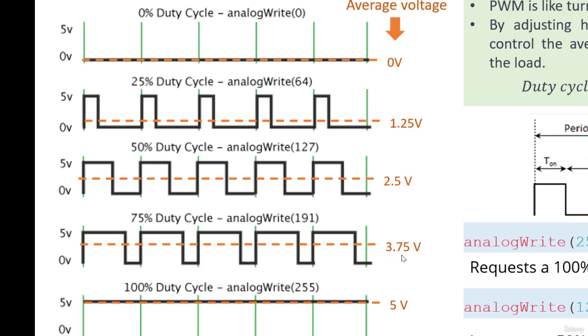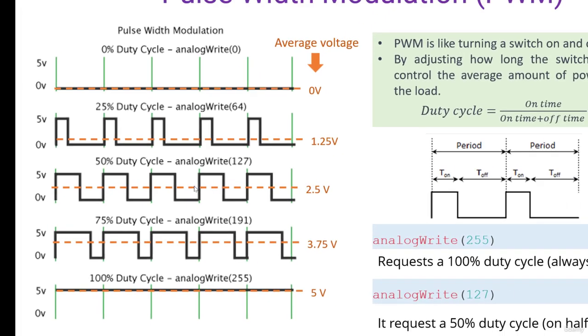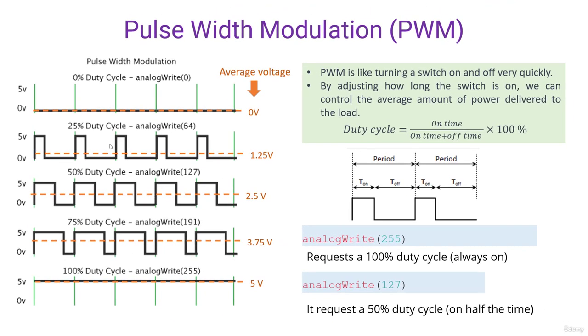And how do we get this? 75% of 5 volt is 3.75 volt. So this is the basic concept. We are using a digital pulse and we are obtaining an average value or average voltage from this signal as an analog voltage. So this is how the PWM concept works.